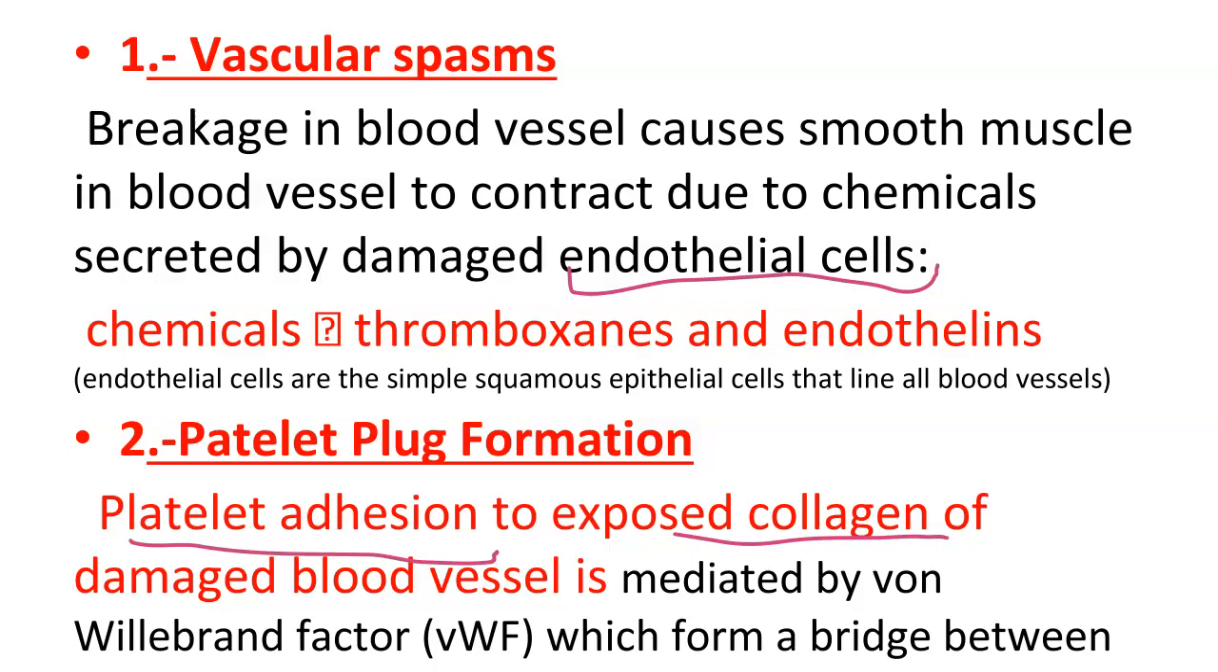A protein circulating in the blood called the von Willebrand factor, or VWF, attaches to the exposed collagen fibers, and in turn, platelets circulating in the blood attach to the von Willebrand factor. So we have this bridge between platelets, von Willebrand factor, and collagen fibers. So remember, the exposed collagen fibers is what initiates the process of platelet plug formation.